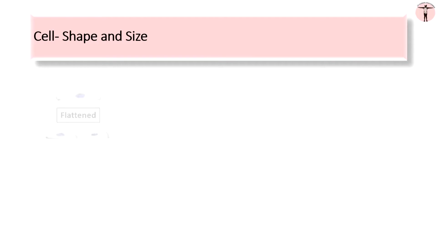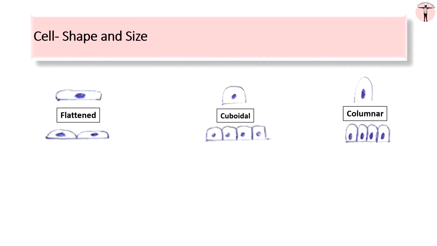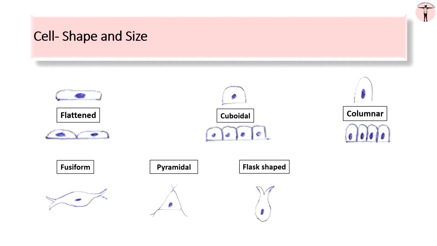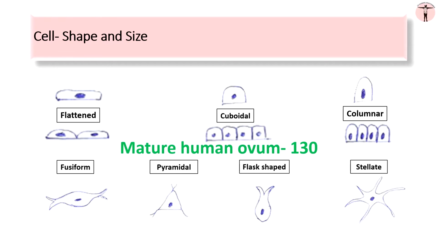The cell varies in size and shape. The shape may be flattened, cubical, columnar, fusiform, pyramidal, flask-shaped and stellate. The size of the cell varies from 5 micrometer to 50 micrometer. One of the largest cells is a mature human ovum measuring about 130 micrometer.